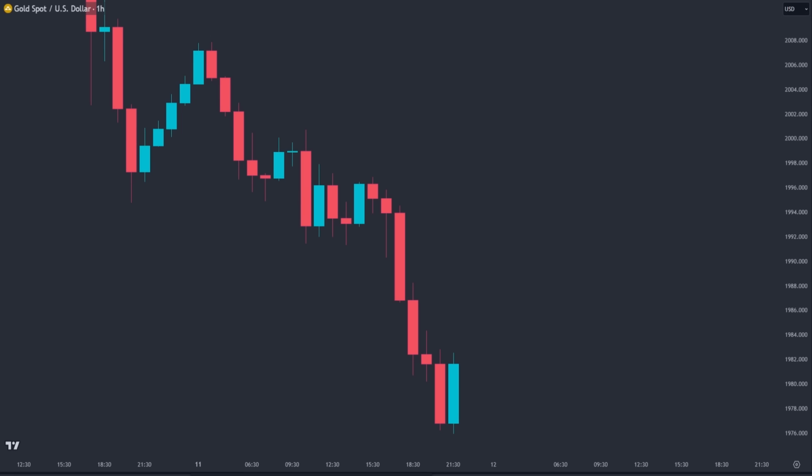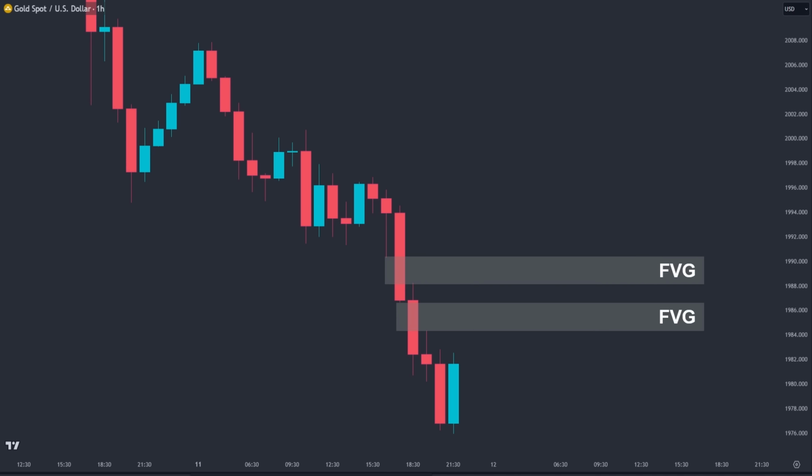Here on the gold 1-hour chart, we have a moving downtrend. We have two areas of fair value gap, which could be a potential trading opportunity to go short. But if we apply the retracement tool, we can see that only this zone is valid for us. So, we wait for the price to return to this area and zoom into a lower time frame to execute the trade.